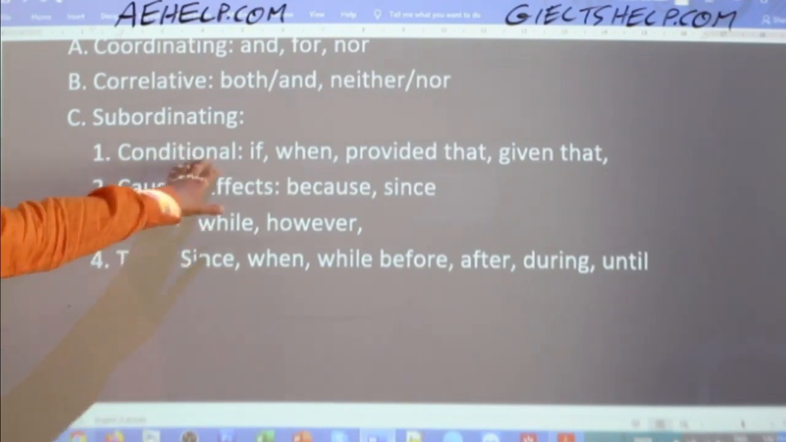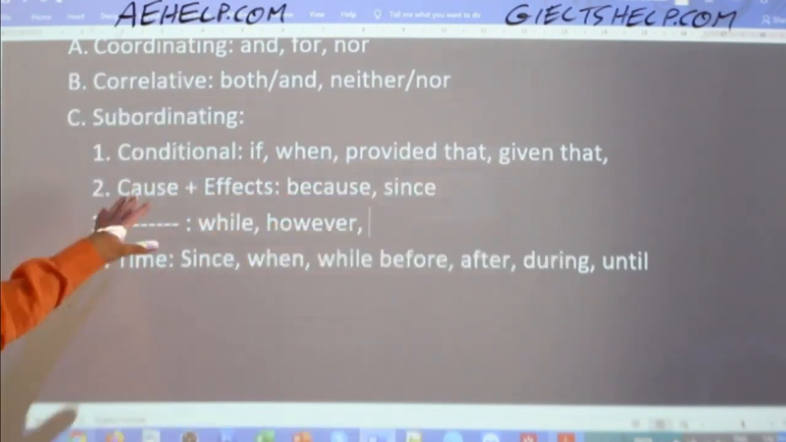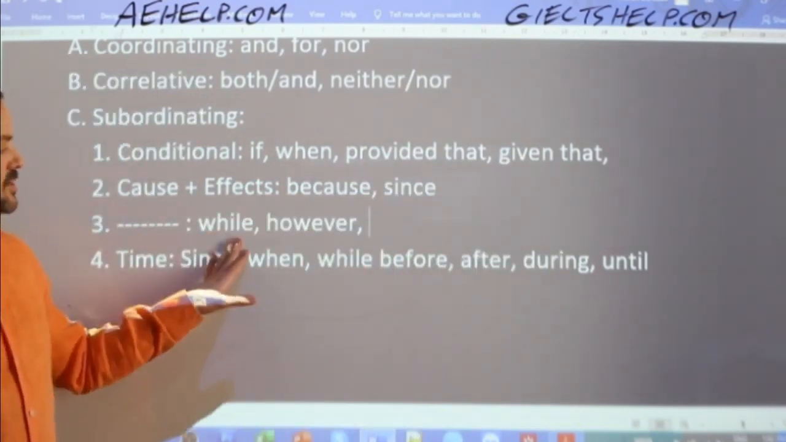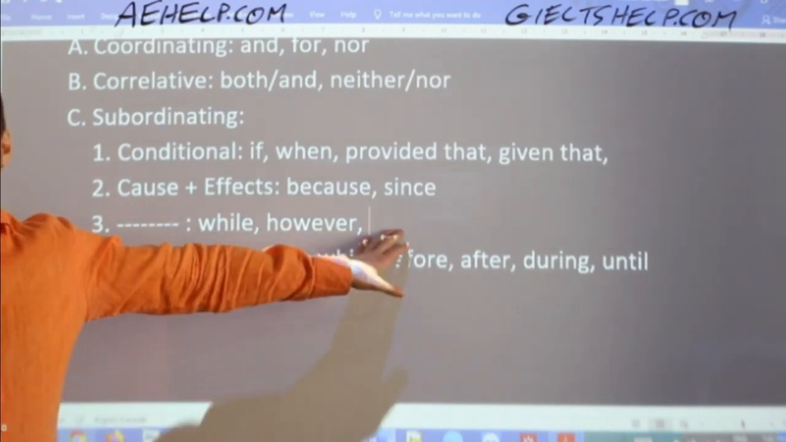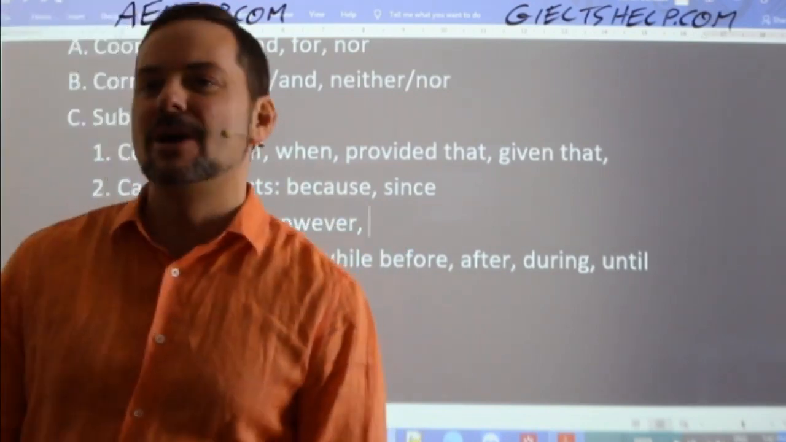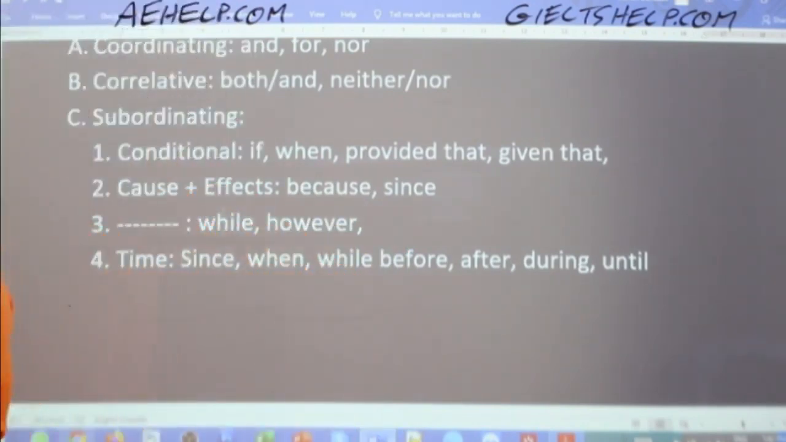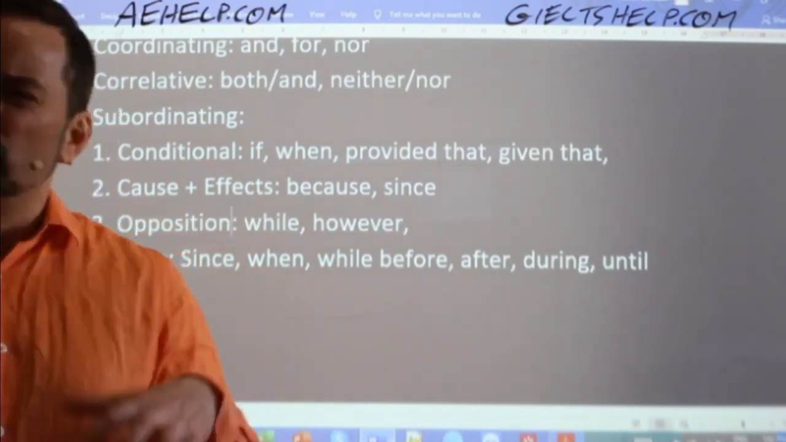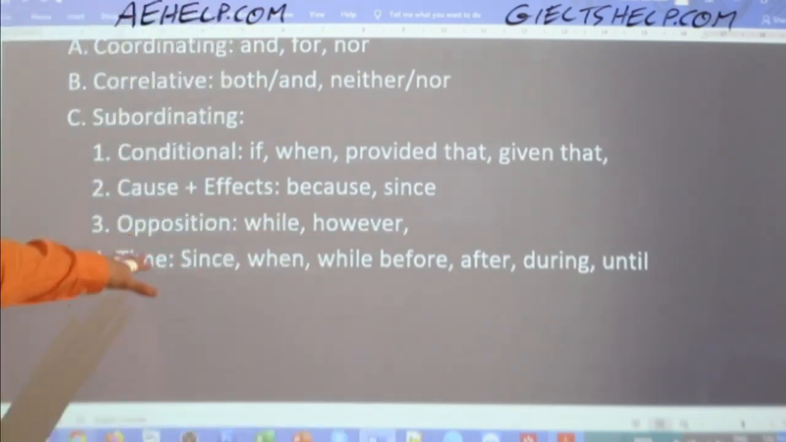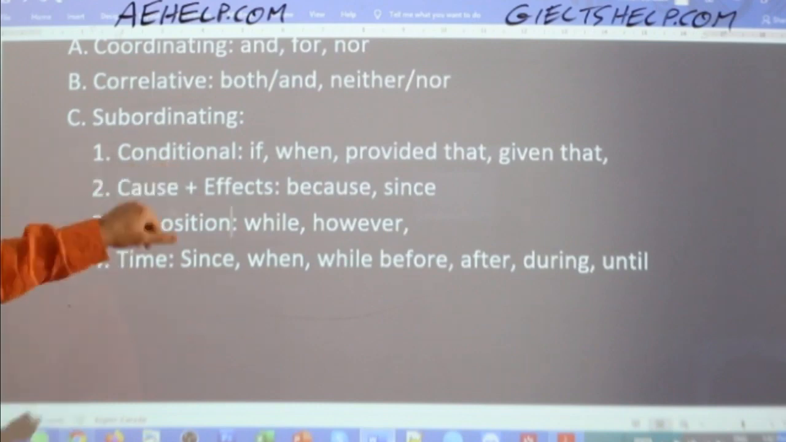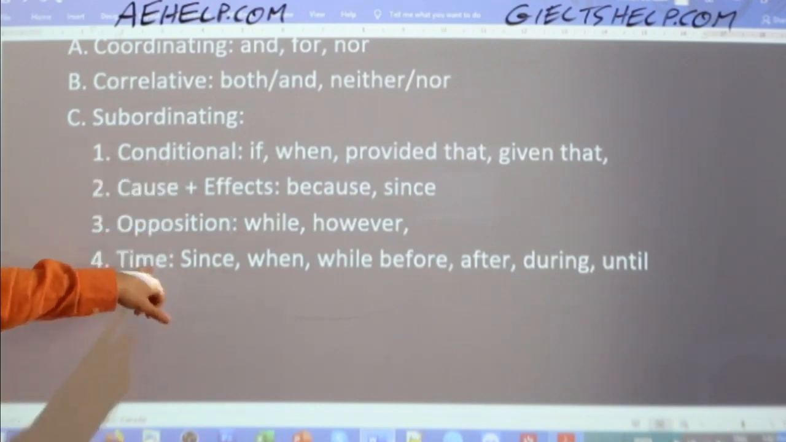Okay, so we have condition: if, when, provided that, given that. We have cause and effect: because, since, and so on. And then we have the third group here where we use while, however, on the other hand. Comparison is okay, but comparison is too general, so Hemant, it's better to call this group opposition. Okay, so the four types of subordinating conjunctions are condition, cause and effect, opposition, and time.